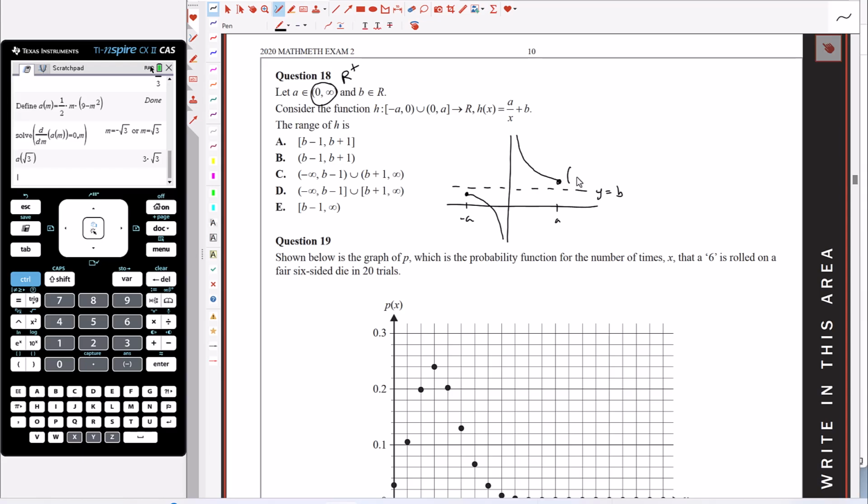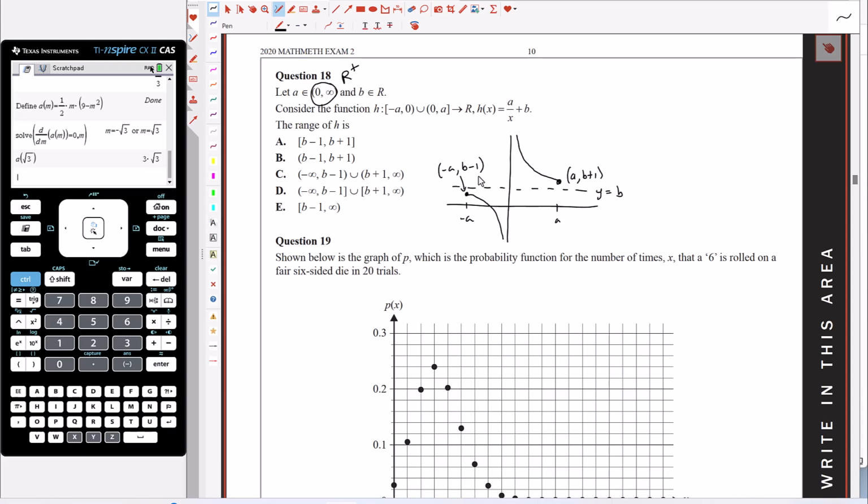So let's think about the coordinates of this point. If we substitute a into here, we're going to have a on a, which is just 1, plus b. So it's just going to be b plus 1, or 1 plus b. So that's (a, b plus 1). And this point here is negative a. So if we put negative a into here, we're going to have a divided by negative a, so it's negative 1 plus b. All right, that is b minus 1.